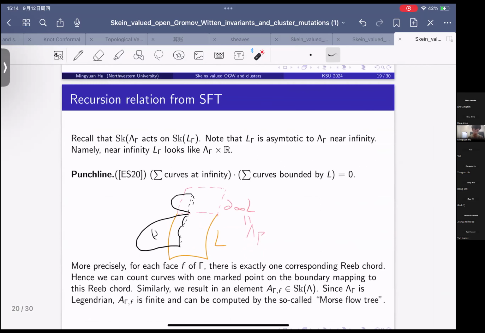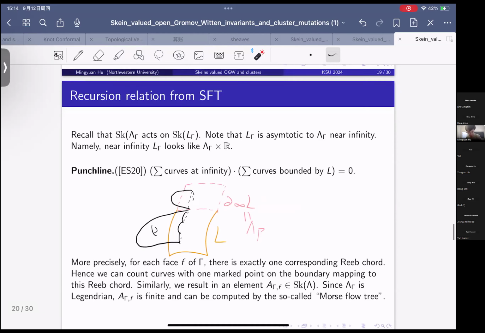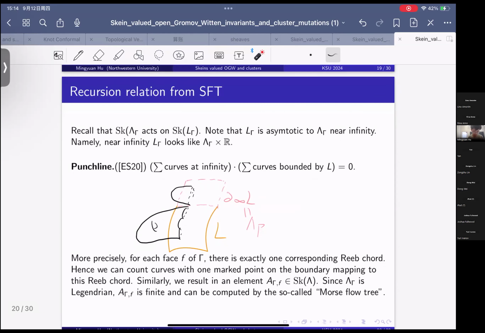Because L is cylindrical at infinity, near infinity it looks like the Lagrangian surface times R. So it's like conic, and the punchline is that if we count curves only at infinity, and then times power series, we get the wave function is 0. And why is that? Because no, I do not understand even what is written.